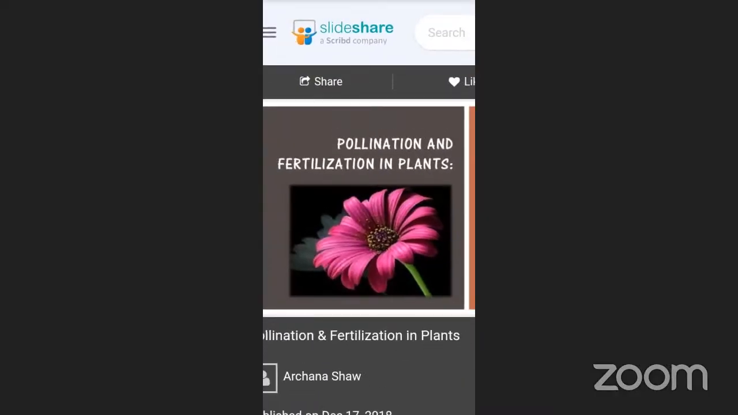So today we discuss pollination and fertilization. So here the machine and other scientists in 1899, working independently, were able to prove the steps involved in the fertilization of angiosperms.